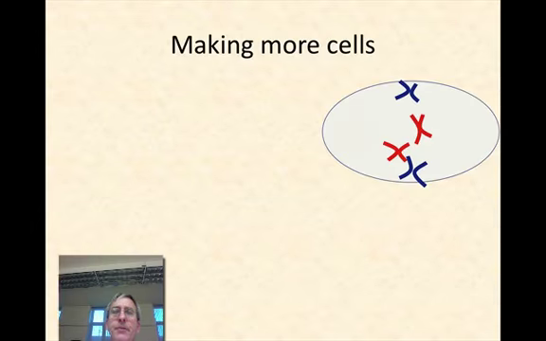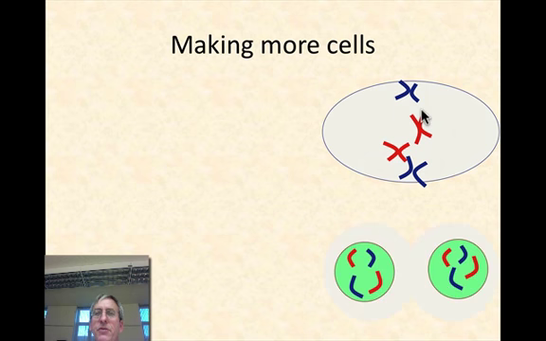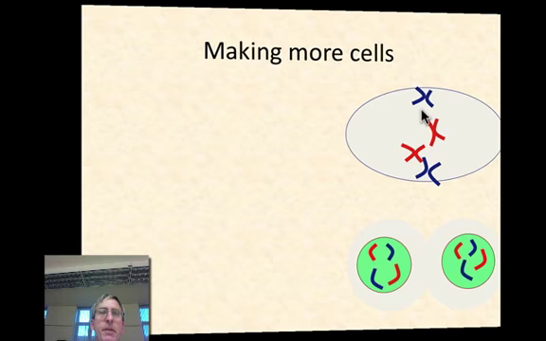And finally, reproduction. Making more cells is going to involve the nucleus, and it's going to involve our chromosomes. Those chromosomes are going to have to be doubled and then divided, and in the process of mitosis, we'll be making some new cells. In the process of meiosis, we'll be making reproductive cells called gametes.